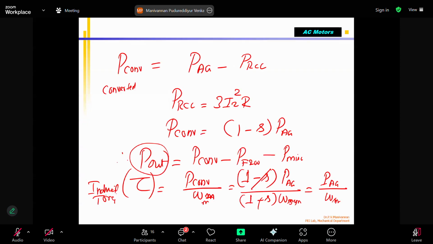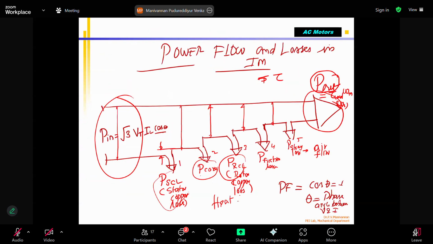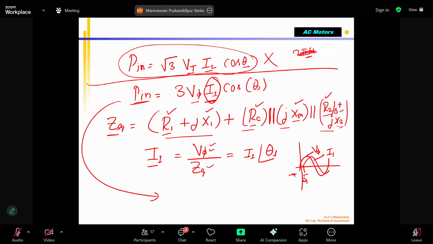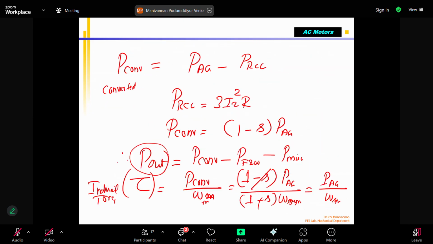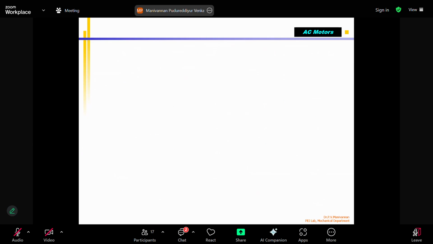So we were talking about the power flow diagrams and the equations to compute different losses and also input power and output power. I think you would have noted the equation yesterday. So today we will see one example problem to compute, because you can expect this kind of problem in the exam.